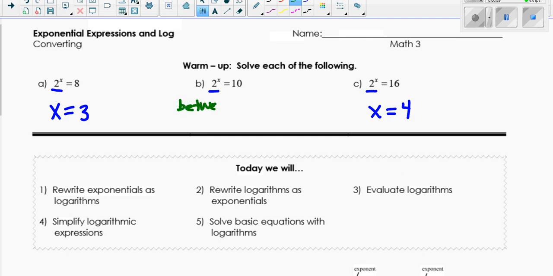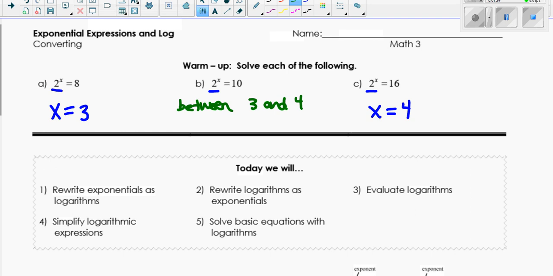So between 3 and 4. So x is some value that is a decimal answer, not a whole number. And in this unit, we're actually going to talk about how we can answer that question, so how we can actually solve that exponential equation. We're not specifically going to get at that today, but we are going to get at that in this unit, but that's why we're doing all this stuff.